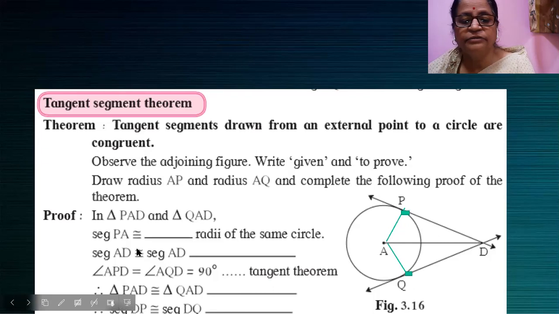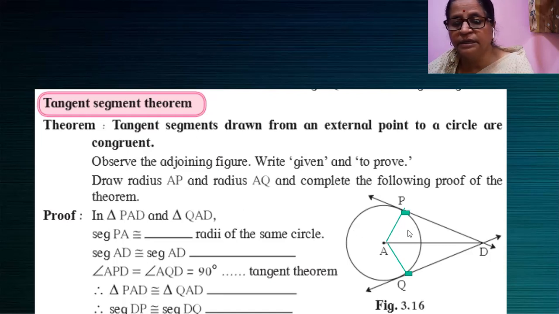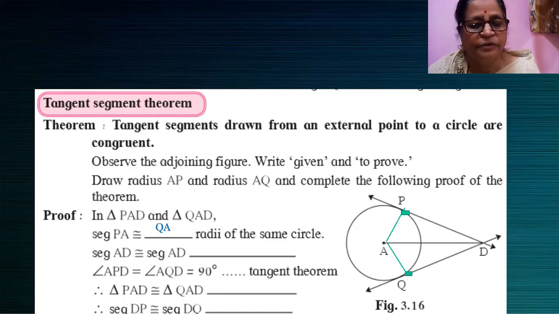Then here you will see that two triangles are formed by joining AP and AQ. These two triangles are PAD and QAD. Then here AP is a segment, means it is a radius. The next radius is AQ. So here the two radii, of the same circle, are congruent. That will be AQ. We have to fill AQ.